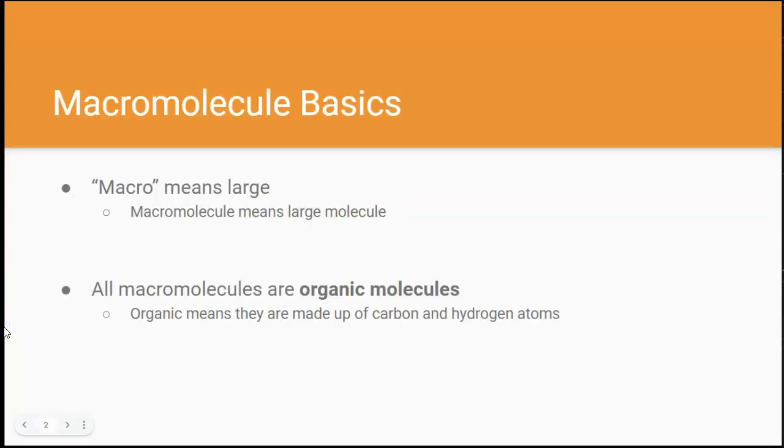To begin with, let's just talk basics. When we're talking about macromolecules, macro as a prefix means large. You've heard of macro versus micro. Micro is tiny. We look at microscopes because they look at tiny things, but macro means large, and a macromolecule means a large molecule. All of the macromolecules that we're going to be looking at today are organic molecules. Maybe you've heard this term when you go to the grocery store and you're looking at all of the organic produce. Well, in this case, when we're talking about macromolecules being organic, what I mean is that they're made up of certain atoms. To be considered organic, they're made up of carbon and hydrogen atoms. So C and H, carbon and hydrogen.